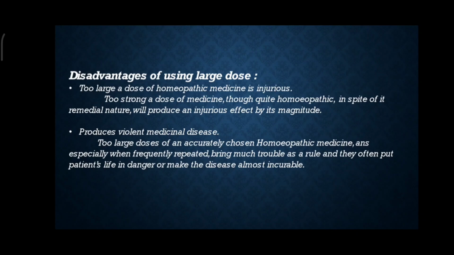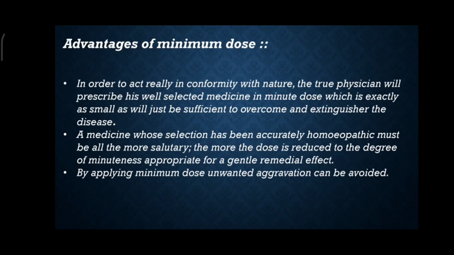Too large doses of an accurately chosen homeopathic medicine, and especially when frequently repeated, bring about much trouble as a rule. They often put the patient in danger of life or make the disease almost incurable. Then, what are the advantages of minimum dose? In order to act really in conformity with nature, the true physician will prescribe his well-selected medicine in minute dose, which is exactly as similar as will just be sufficient to overcome and extinguish the disease.